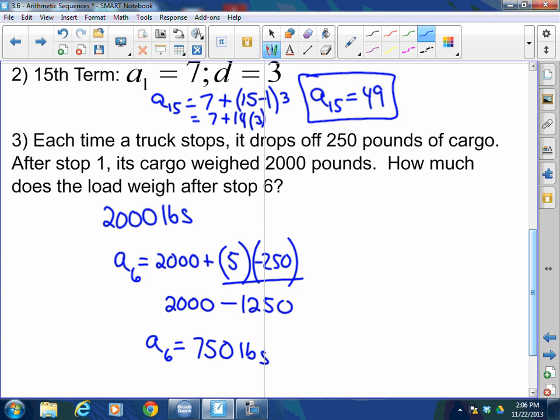Now, you could have just gone 2,000 minus 250 minus 250 minus 250 minus 250 minus 250. And you would have gotten to 750 as well. But it's easier to put it into a nice, neat formula. Does that make sense, son?